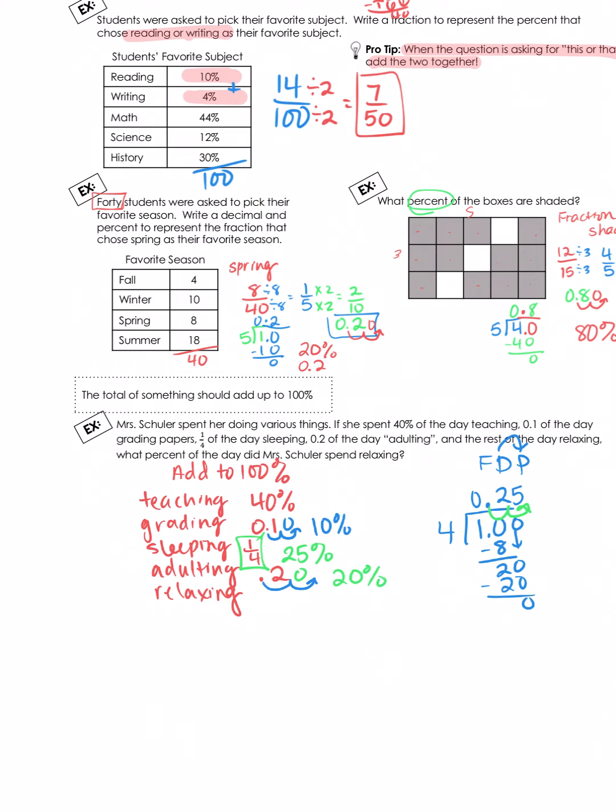So let's add up what we've got so far. I have 40% plus 10%, 25%, and 20%. So I'm going to add that up, and that's 5, and then 4, 5, 6, 7, 8, 9. 95% of the day is accounted for. So what is left? Well, I know it has to all add to 100. So that means 100 minus 95 is 5. So that means 5% of the day is relaxing.